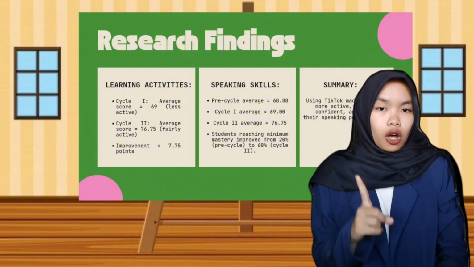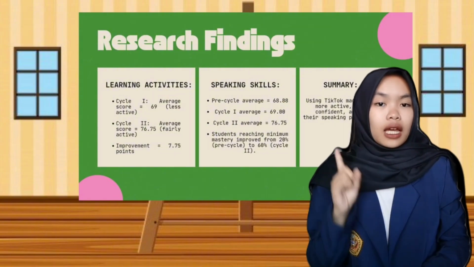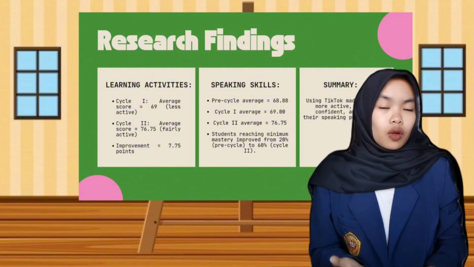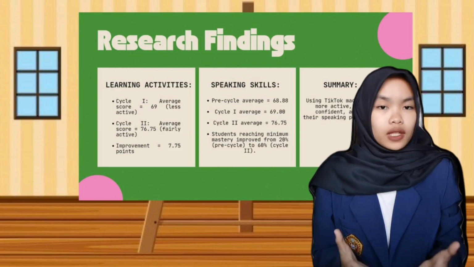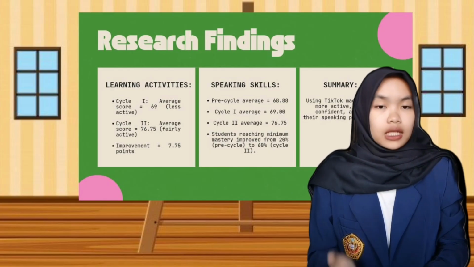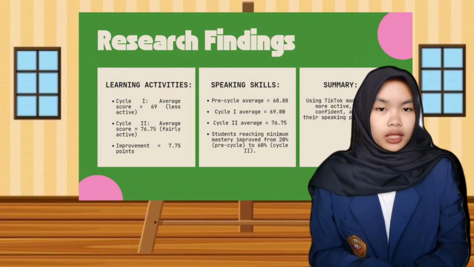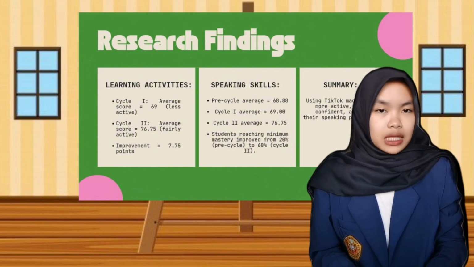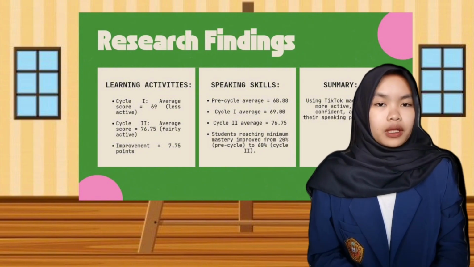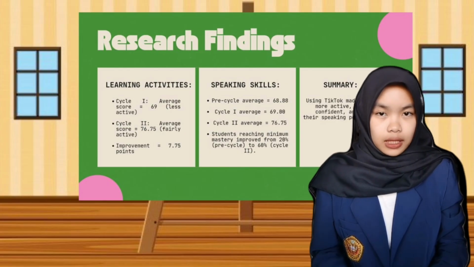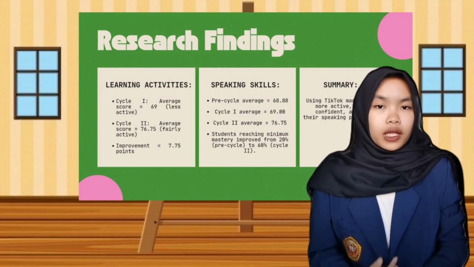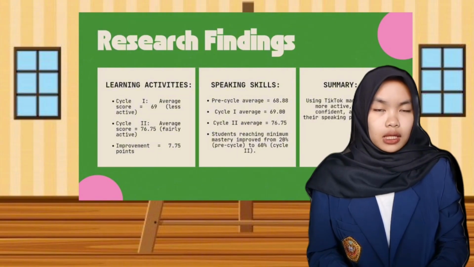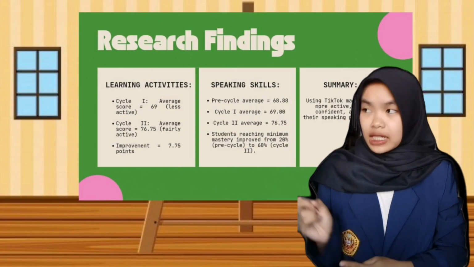First, in terms of learning activities, in cycle 1, the average score was 69, which means the students were considered less active. In cycle 2, the average score increased to 76.75, indicating they were fairly active. So, there was an improvement of 7.75 points. Now, let's move to speaking skill.